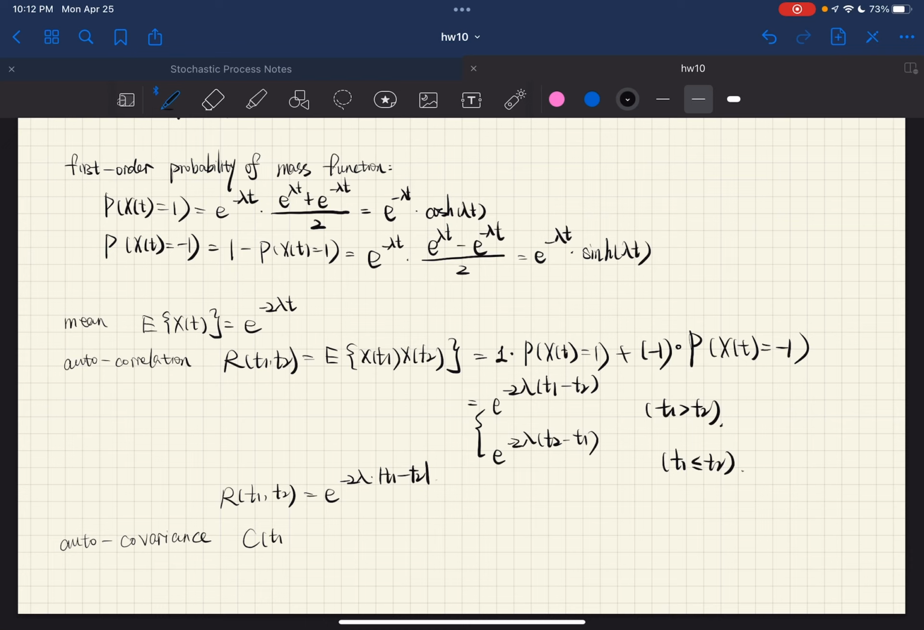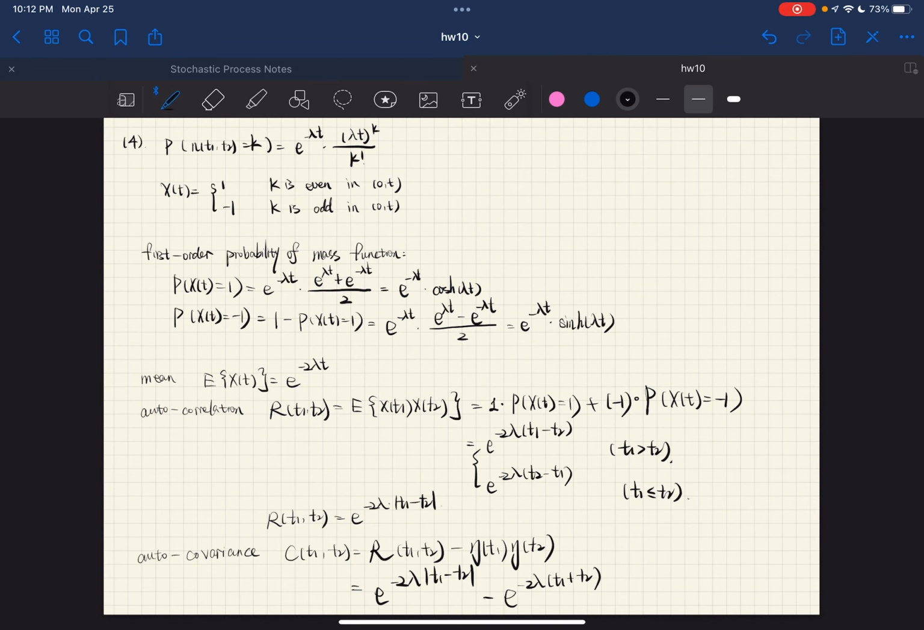And for the autocovariance, C(t1, t2) equals the autocorrelation of t1 and t2 minus the mean value at t1 times the mean value at t2. It equals e to the power of 2 lambda times the absolute value of t1 minus t2, minus e to the power of minus 2 lambda times (t1 plus t2). So this is for the first problem, which is the semi-random telegraph signal.